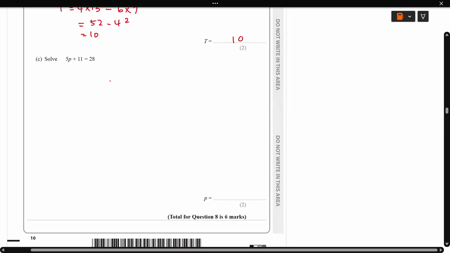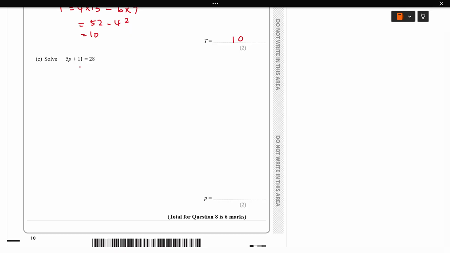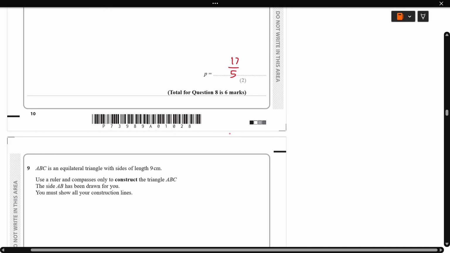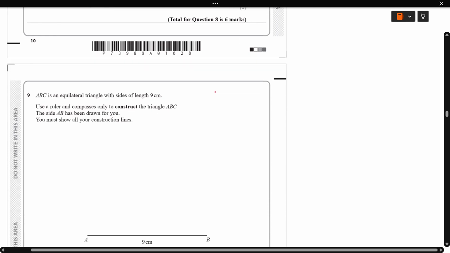Next, solve 5p plus 11 equals 28. So first I'll do negative 11, say take away 11 both sides. So 5p equals 28 minus 11. So 5p equals 17. So next I'll divide by 5 both sides. So p equals 17 over 5. That is the answer, p equals 17 over 5. You can leave the answer as a decimal. Okay, it's fine. So the fraction also is fine.